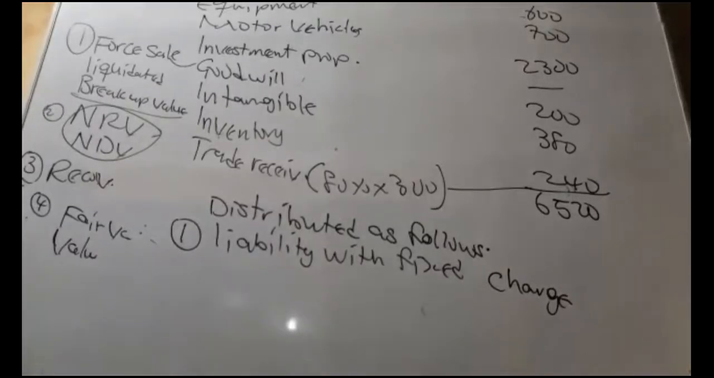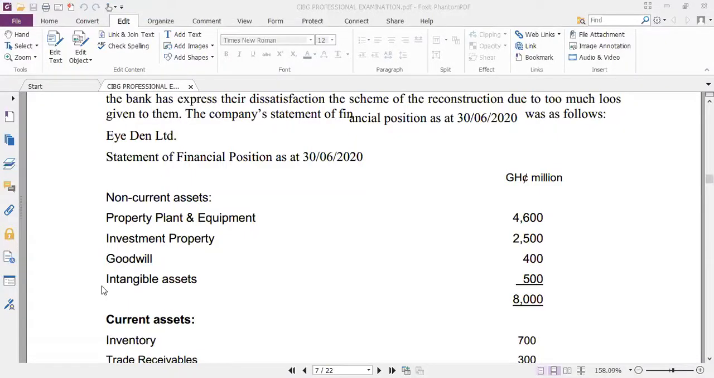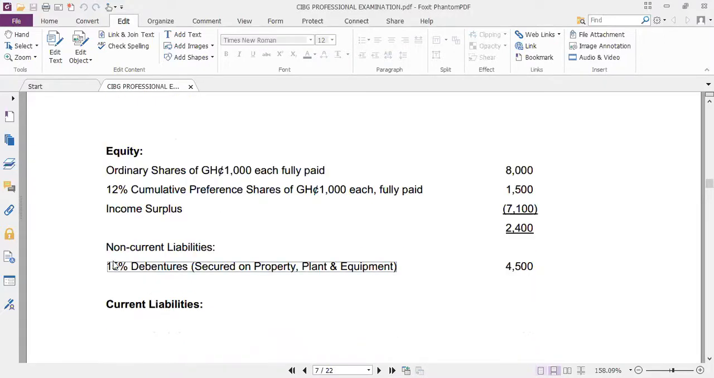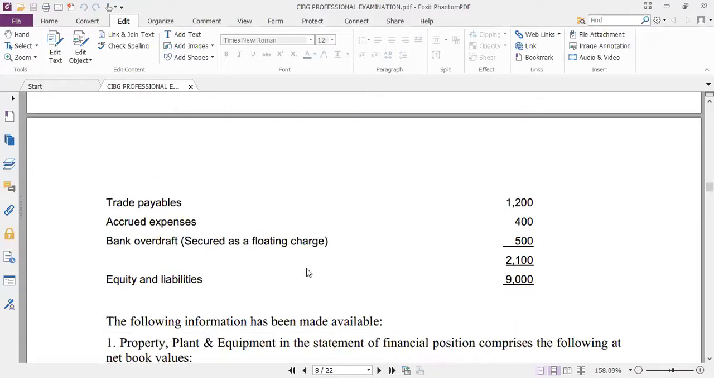How do you know that this debt is secured on fixed assets? What you do is go to the question. Check the financial statement first. Go to the liabilities and check all of them. You see, non-current liabilities, 15% debenture secured on property, plant, and equipment, 4,500. So that's a liability with a fixed charge. This one is a floating charge, not fixed.